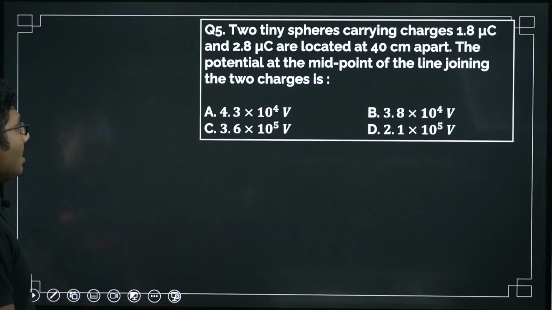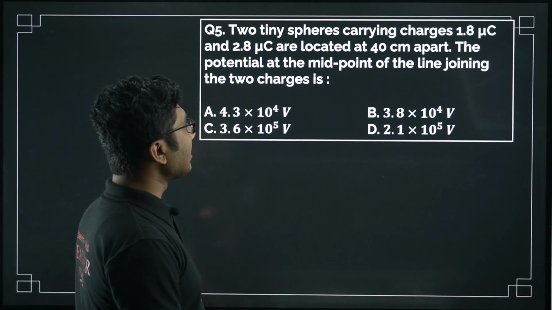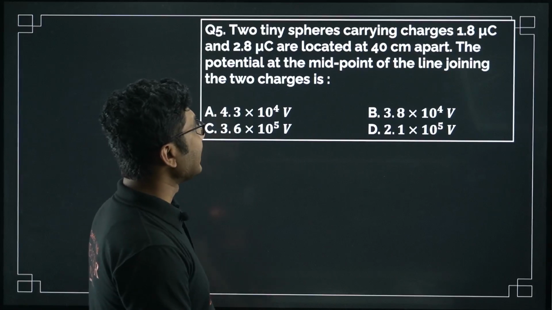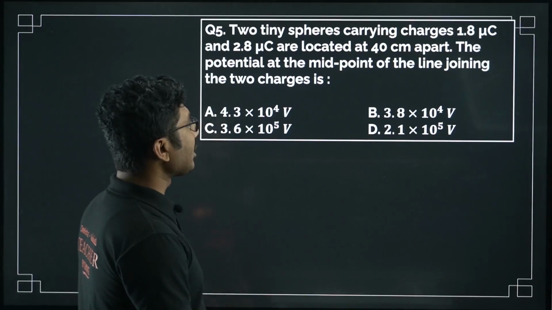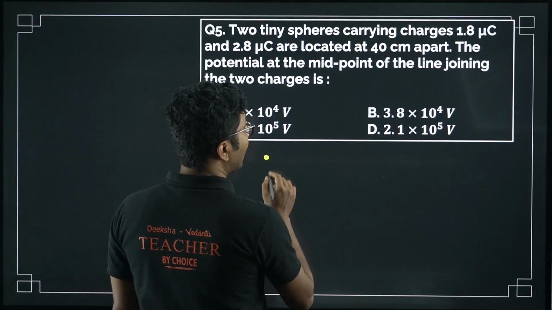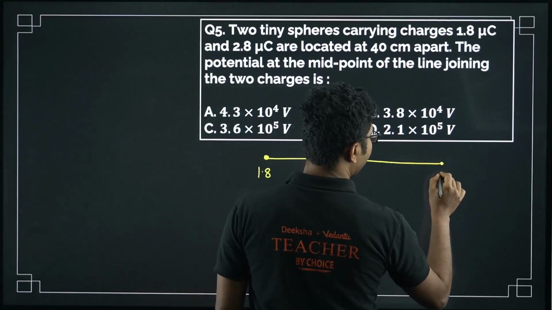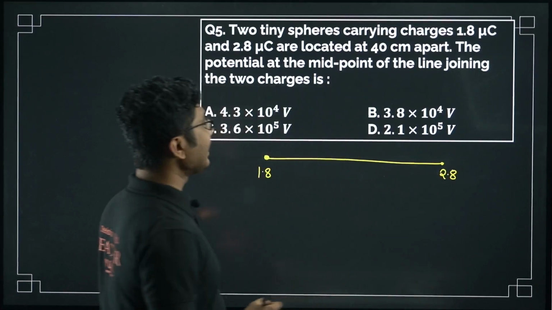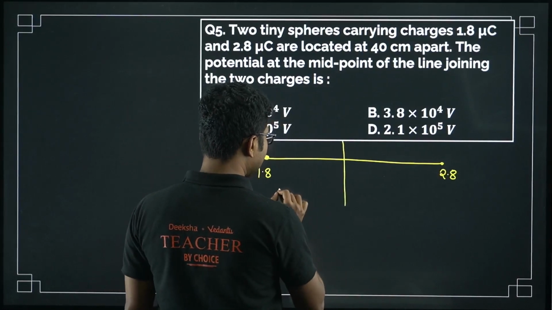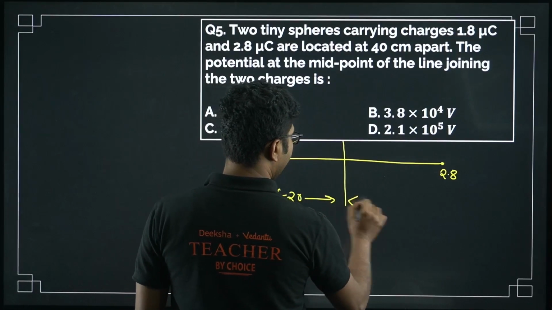Now, two tiny spheres carrying charges 1.8 microcoulomb and 2.8 microcoulomb are located 40 centimeter apart. The potential at the midpoint of the line joining the two charges is? So we have two tiny charges, one is 1.8, another one is 2.8, and they are located 40 centimeter apart. That means the midpoint is 20 centimeter from both sides.